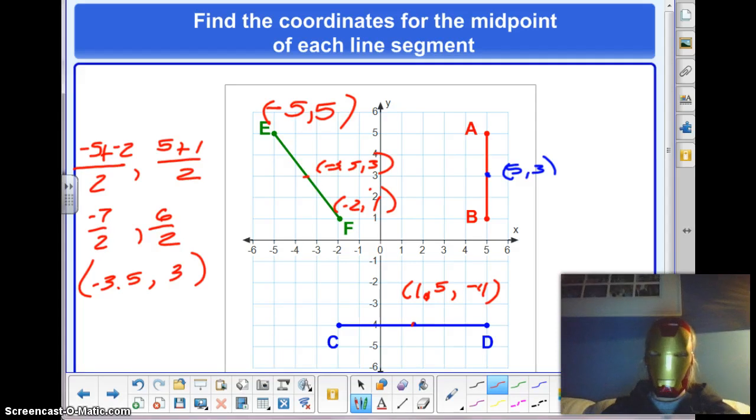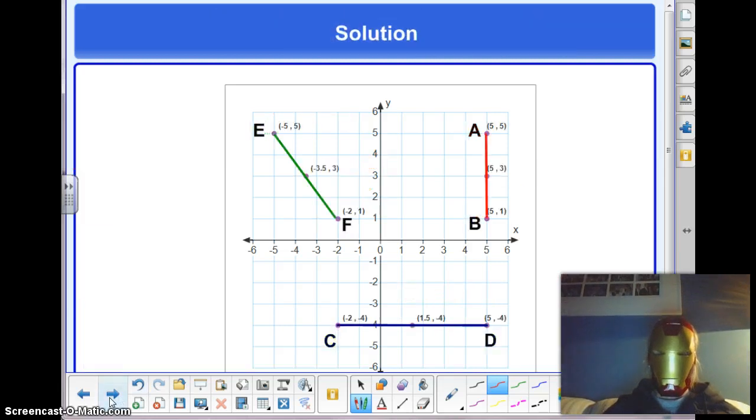And really it doesn't matter which x you put first or which y. So I could have done -2 plus -5 here, and I still would have gotten -7. And I could have done 1 plus 5, and I still would have gotten 6. That's the commutative property for addition, right? Alright, so let's try a few on your own here.